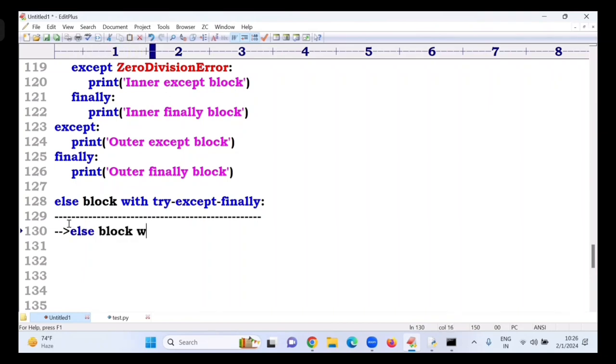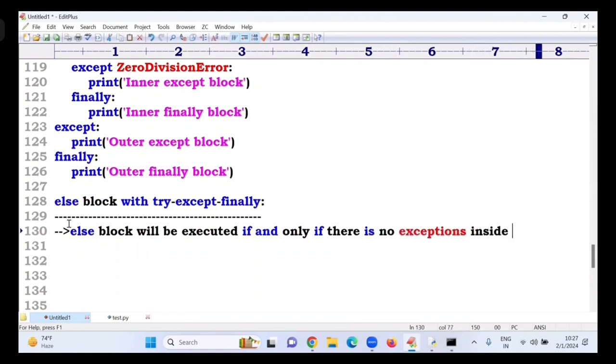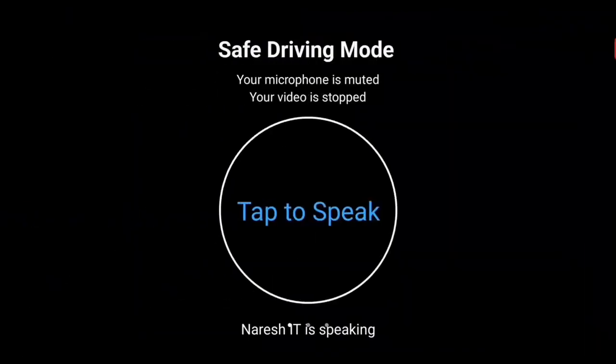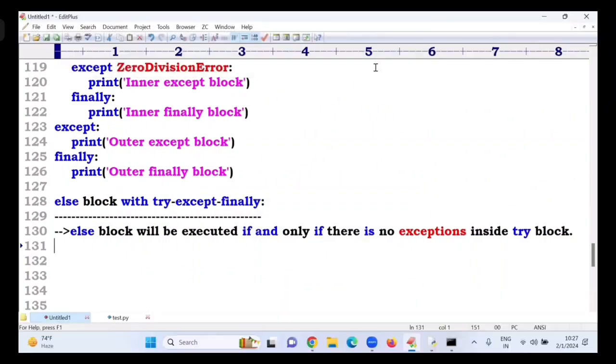Else block will be executed if and only if there are no exceptions inside the try block. Then only the else block executes. If any exception is there, the except block is executed, then the else block is not executed.